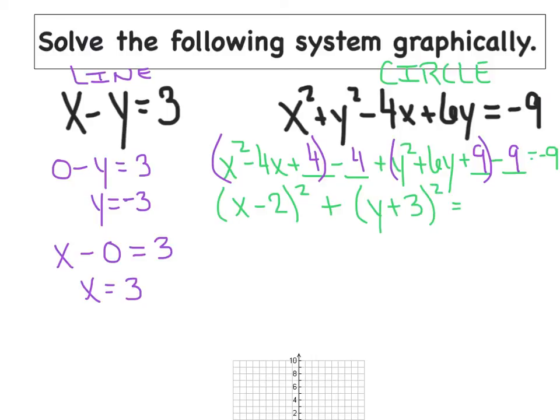And I'm going to add 9 to both sides, and I'm going to add a 4 to both sides, and I think I just end up with a 4. So I've got a center at 2, -3. I've got a radius of radical 4, which turns out to simply be a 2.